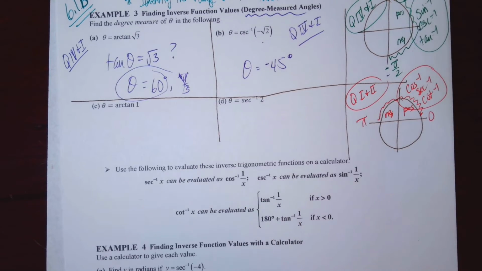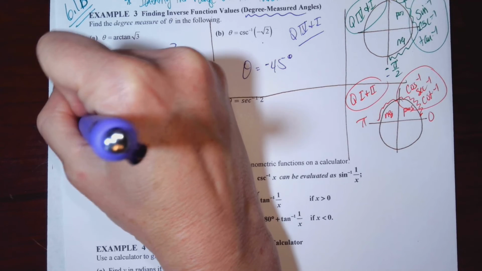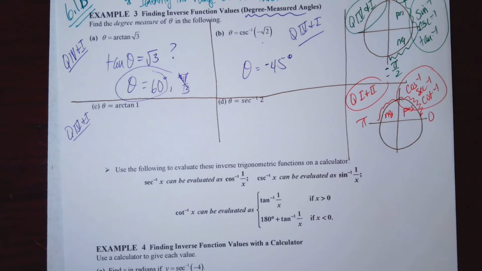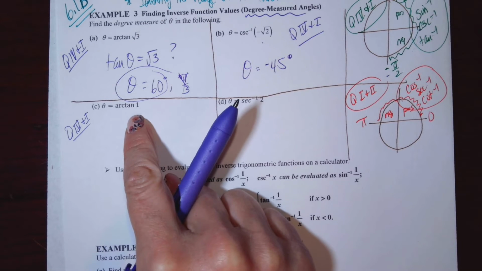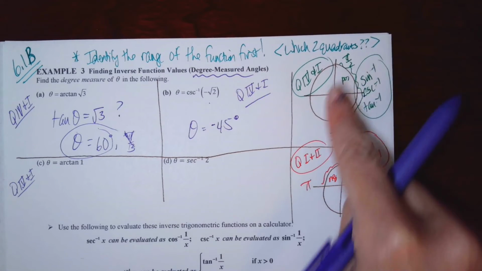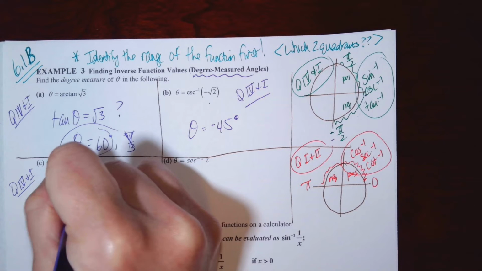Arctangent is 1. Tangent inverse restricted to quadrants 4 and 1 again. Positive 1, tangent's going to be a positive 1, where the sine and cosine function values are the same. So that's at the 45. If it's positive, we are restricted to quadrant 1, and that literally is the 45 degree angle.